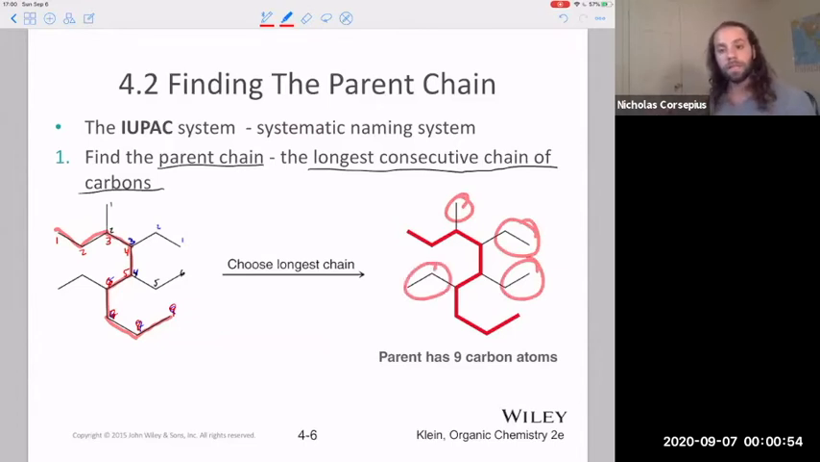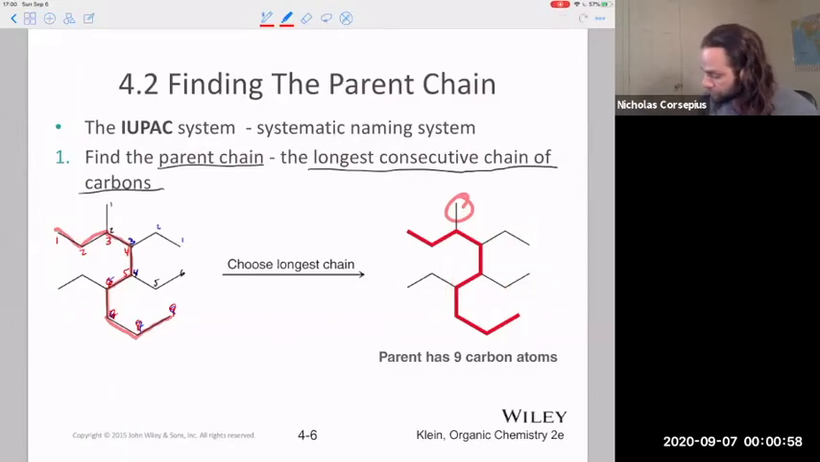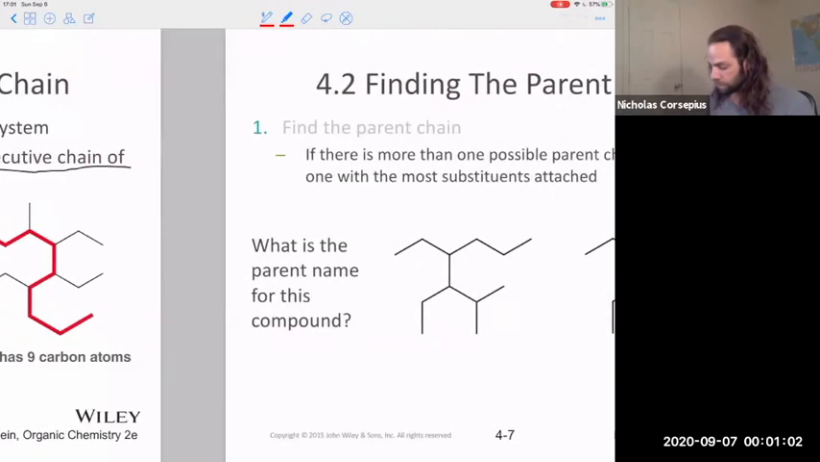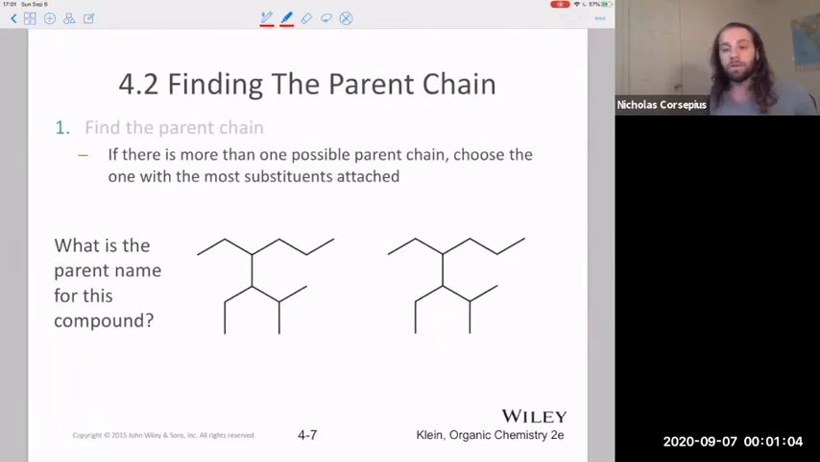So again, we'll worry about labeling them next video. In this particular video, we're only focused on this parent chain, the longest consecutive chain of carbons. Every once in a while, you'll get a molecule that you can label 2 different ways, you can number 2 different ways, and still come up with the same number of carbons in that longest chain. So this is a good example here.